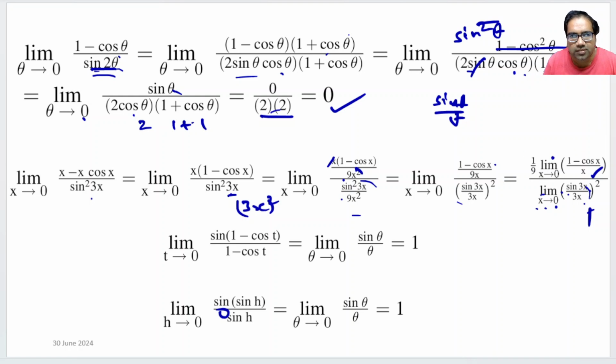It is equal to 0. So the numerator is 0, denominator is 1. So net it is 0. 1 by 9 into 0 by 1. This is equal to 0.